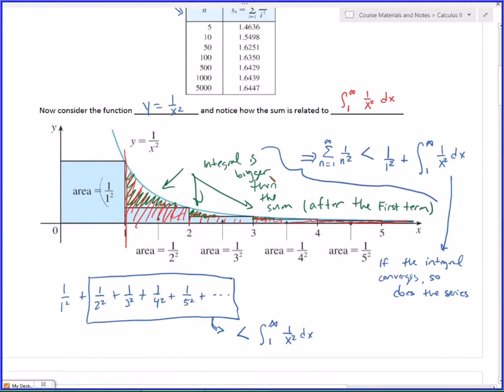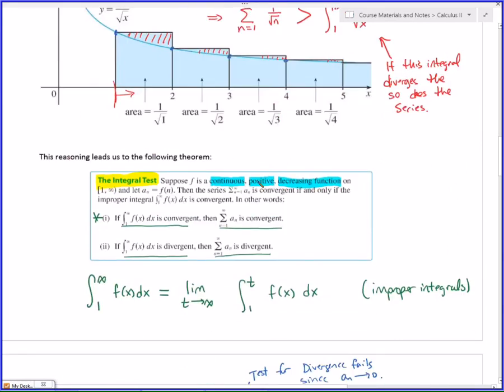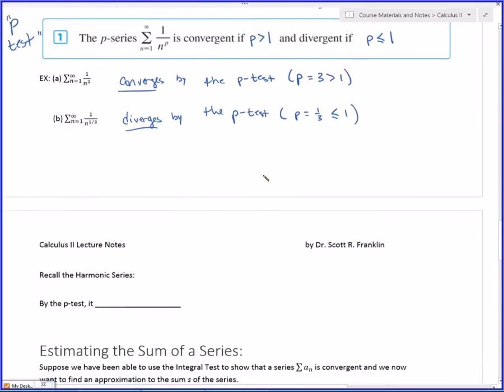What about this one? Converge or diverge? Converge, because it's p equals 2, and it's consistent. That's exactly what we saw happening here. Again, we don't know what it converges to. We just know now that it does converge. But that's what we want to know. It's very important for us to know that.